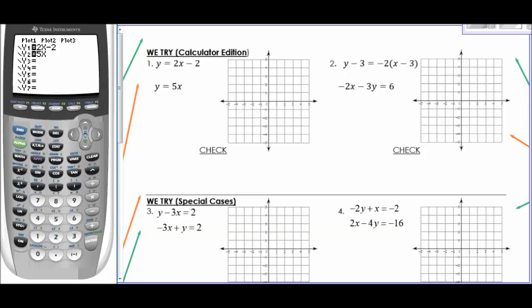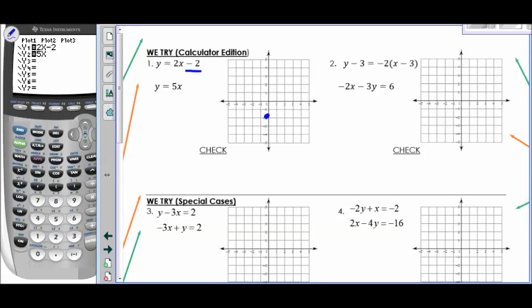Okay, actually, before I even get into that, the reason I'm doing this on this example, if I graph these two, a y-intercept of -2, a slope of 2, going up 2 every time. This has a y-intercept of 0, and it's going up 5 each time.